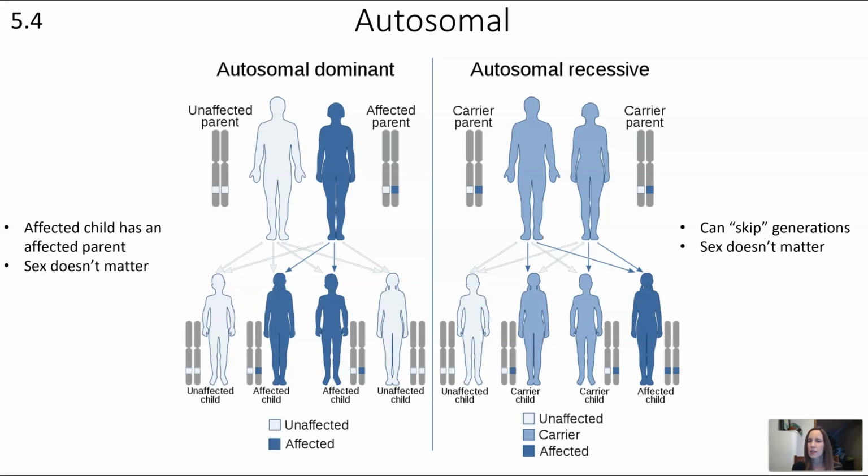To recognize if it is recessive, one way of looking at it is it can skip generations. Another thing to keep in mind is that you can have two unaffected parents end up with an affected child. So if you have an affected child with not an affected parent, that's a clue that this is a recessive trait.